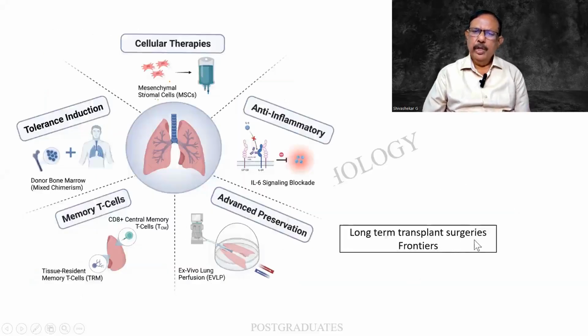So long-term transplant surgeries will require these things as a backup. One will be cellular therapy, anti-inflammatory, that I'll be showing you in a table. There has to be advanced preservation of the organ. Memory T cells will have to be activated, deactivated, and then there has to be an induction of tolerance.